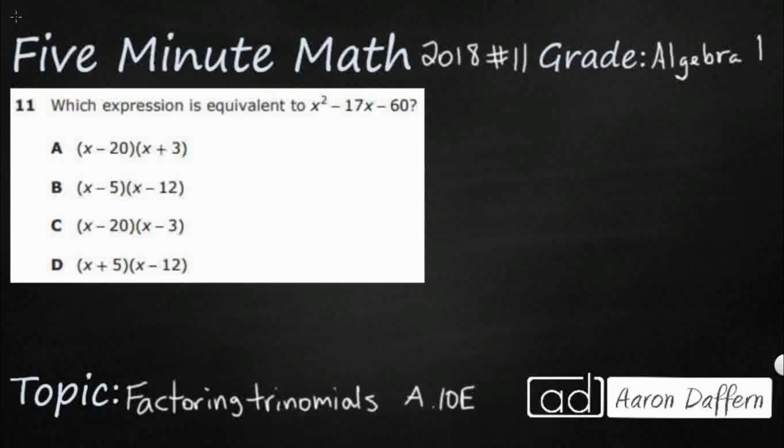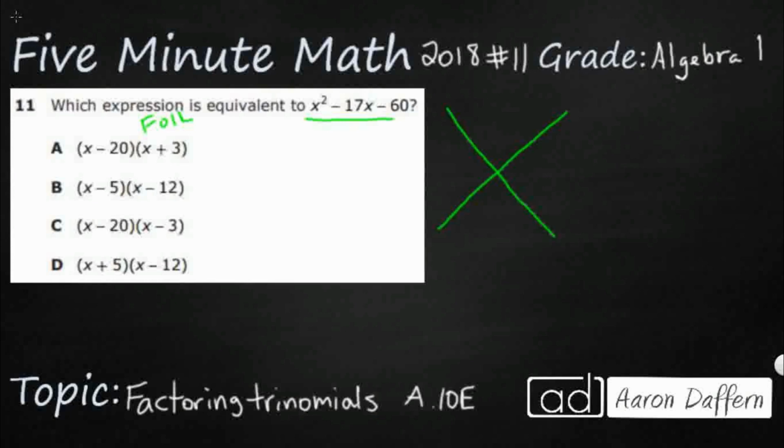So we need to factor this expression, x squared minus 17x minus 60. Now, if we wanted to, we could just FOIL out each of these four answer choices and find which one gets us the correct answer, but let's see if we can do it without that. There are a few different ways to solve this. I kind of prefer the diamond method, though that's not the only way to do it.